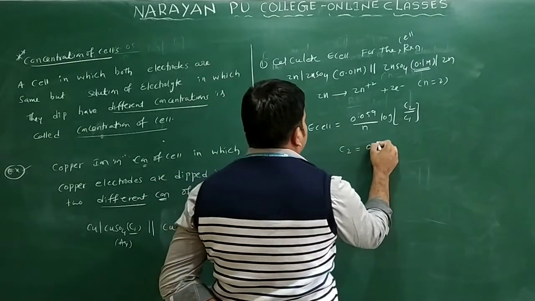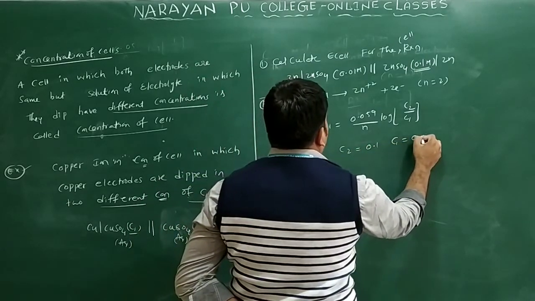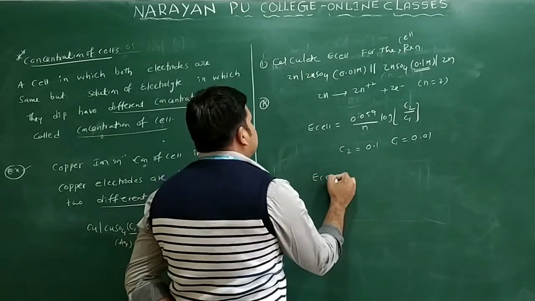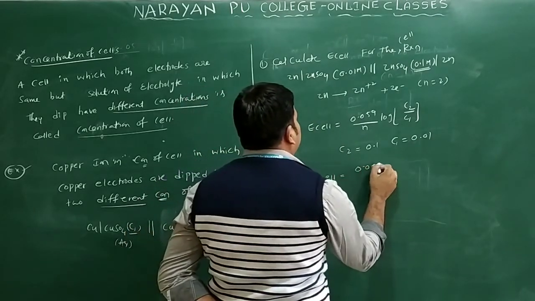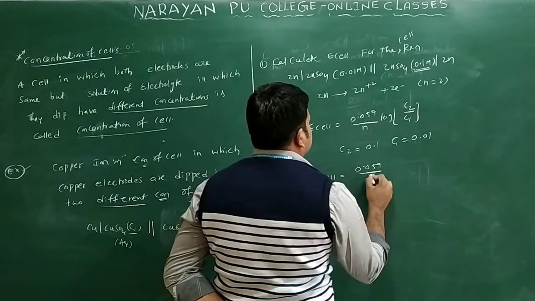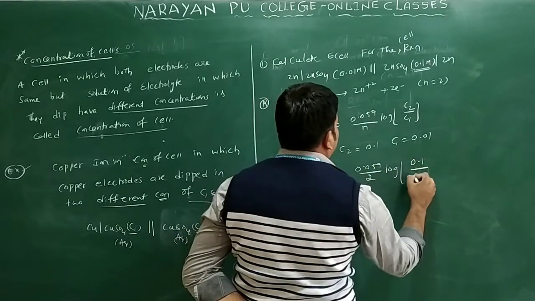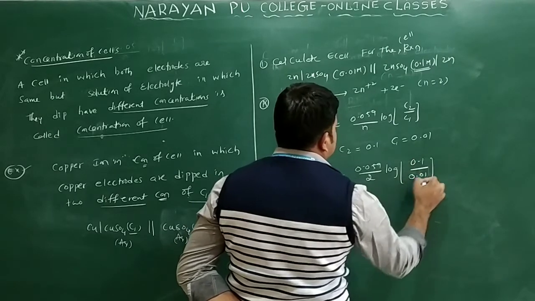C2 is equal to 0.1. C1 is equal to 0.01 only. Let us substitute the value we have. E cell is equal to 0.059 by 2 into log, this is 0.1 by 0.01 only.